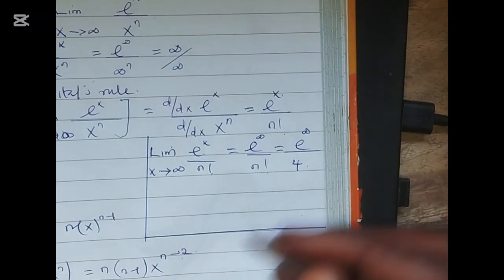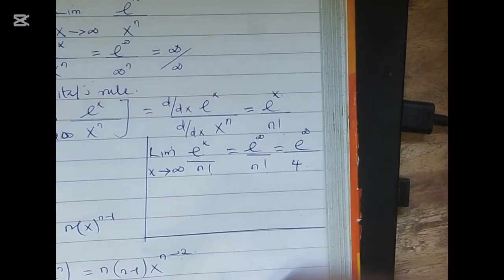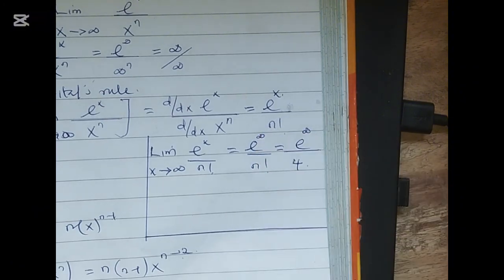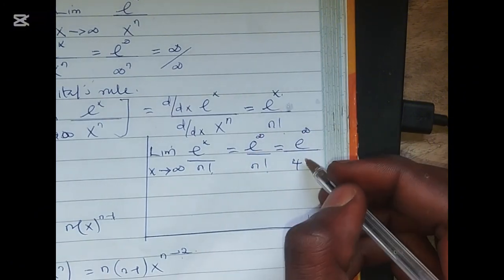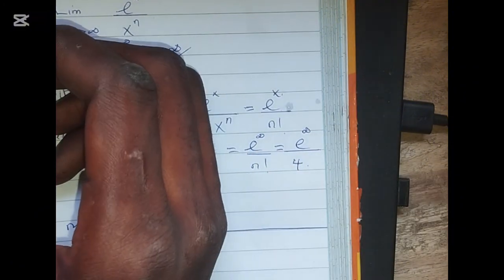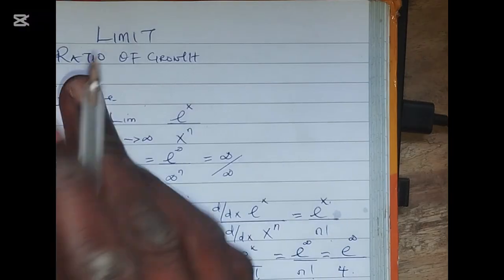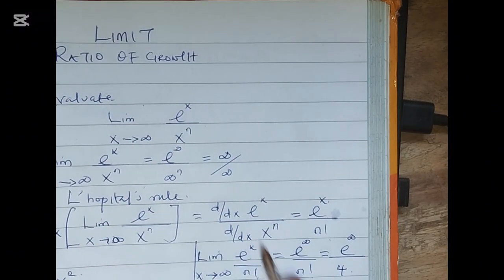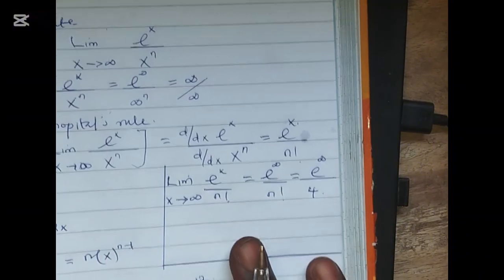Now you should know that this value is obviously above this constant. Now pick any value for n, this is always above it. This tells us the ratio of growth of this limit. No matter the value for n, this exponent will keep on increasing.